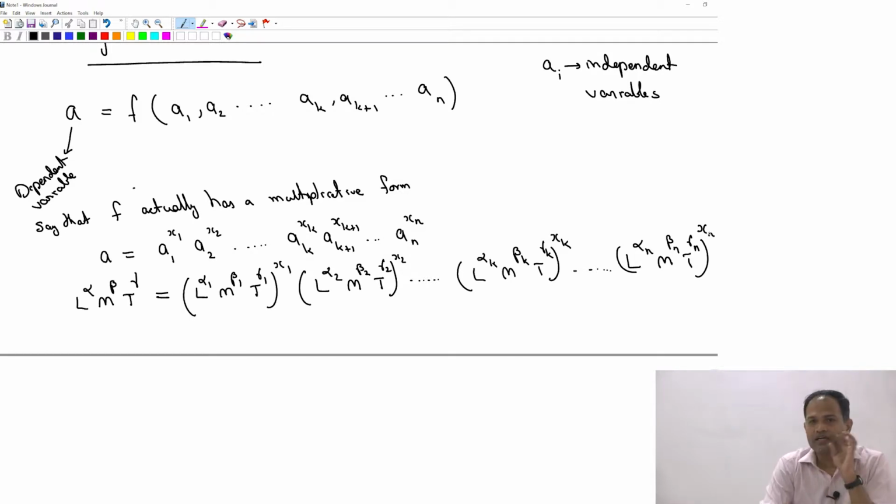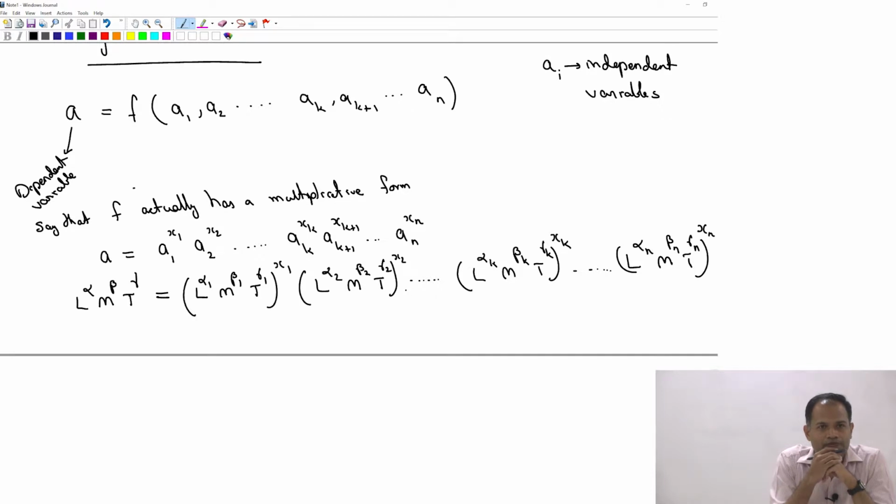What have I done? I have just written down the dimensions for each of those variables. Of course, I do not know what those dimensions are. For a, I said it basically is some length to the power of something, mass to the power of something, time to the power of something. For a1, I said it's L to the power of alpha 1, m to the power of beta 1, t to the power of gamma 1, and the whole thing is raised by x1, and so on for each of the independent variables.